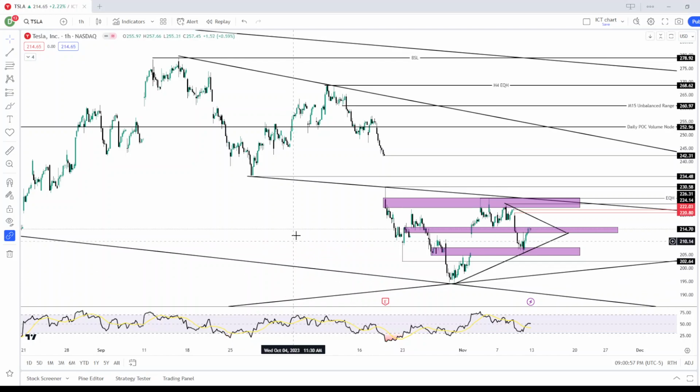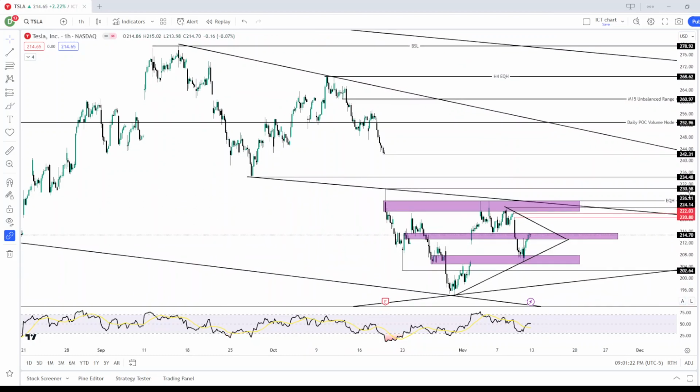This is Rustic, and today we're going to be taking a look at Tesla's chart. We're going to look at where price ended on Friday, where price came from last week, and where price is likely to head into this next week. With a data-heavy week, we are going to be looking for our manipulation on Tuesday, our distribution on Wednesday, our continuation or reversal on Thursday, and for Friday being a reset day again this week.